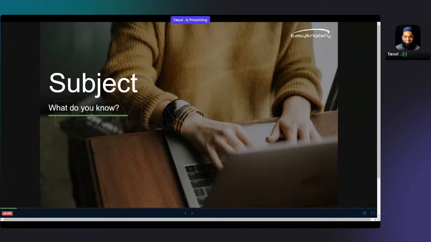Mehwish Asif says, Assalamu alaikum, sorry, walaikum assalam, Mehwish, welcome to the class. So, what do you think a subject is? What's your opinion about subject? What do you think a subject is?